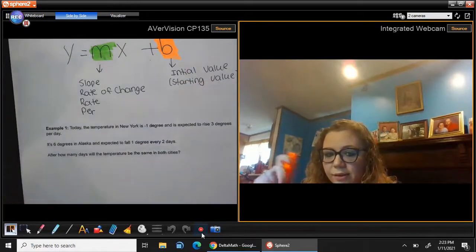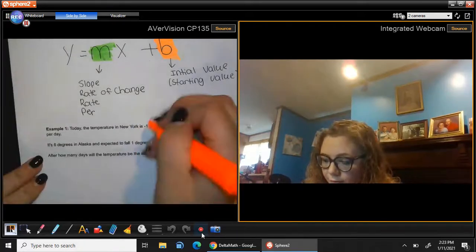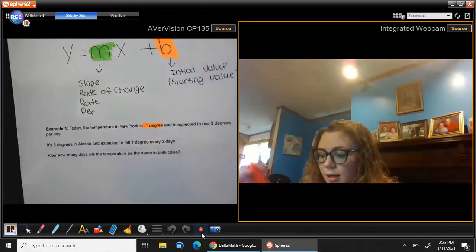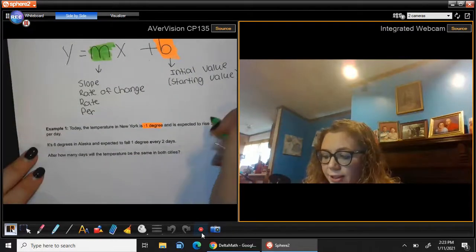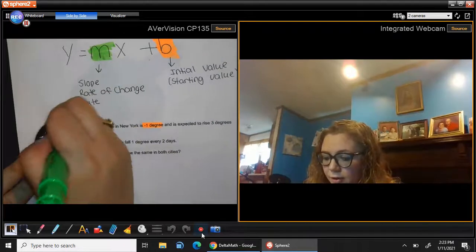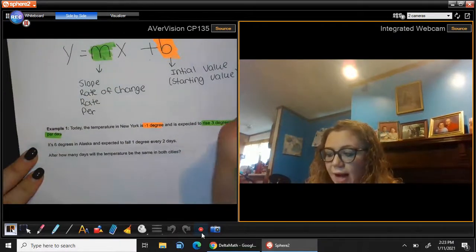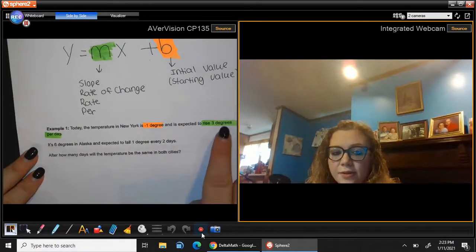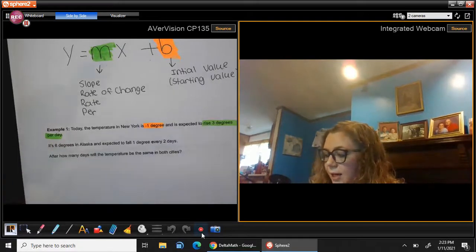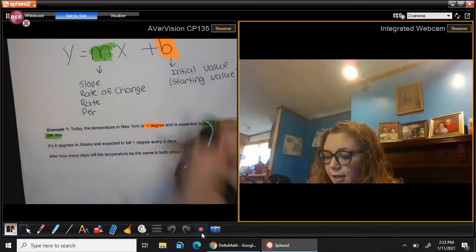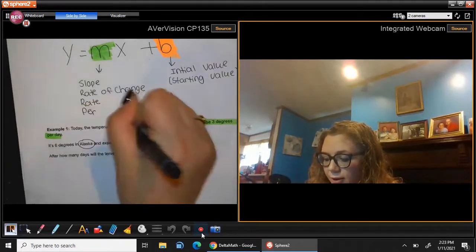Okay, is that my slope or is that my initial value? Initial value. Okay, and expected to rise 3 degrees per day. Per is a key word. Okay, and it's rising, so I'm going to have a positive slope. It's 6 degrees in Alaska. Okay, so we're talking about two states. We're talking about Alaska and we're talking about New York.